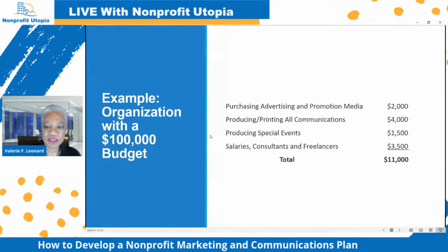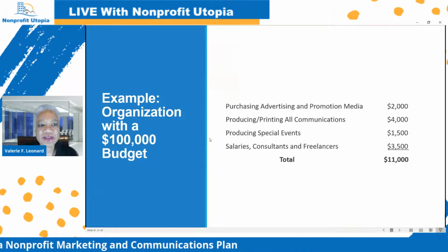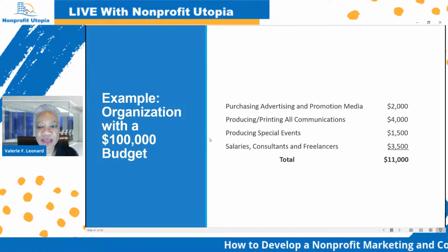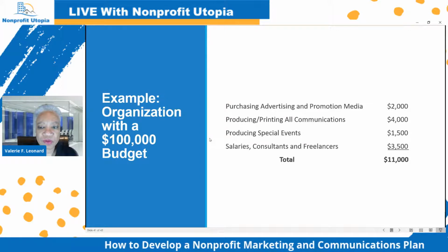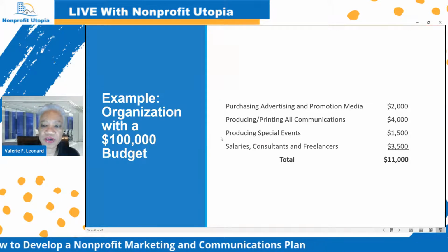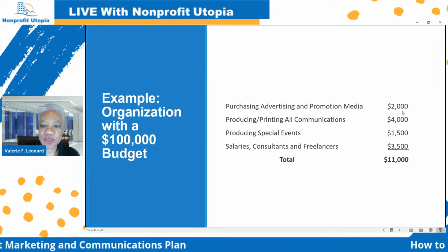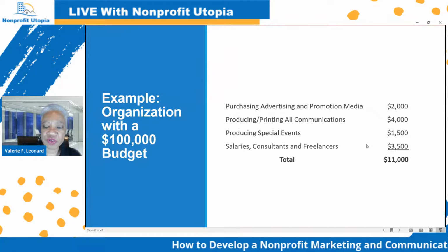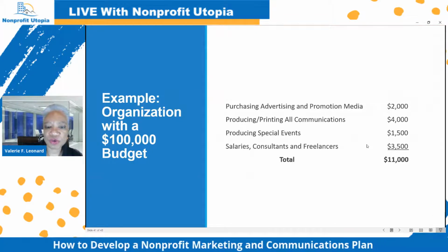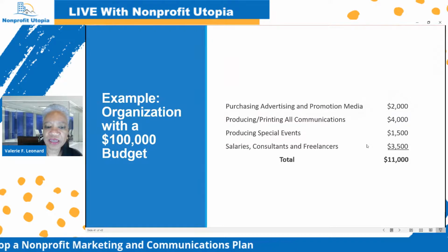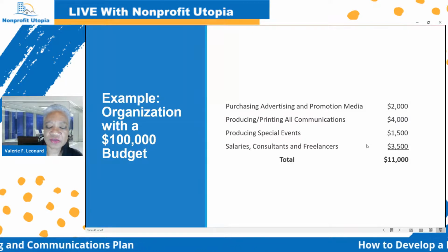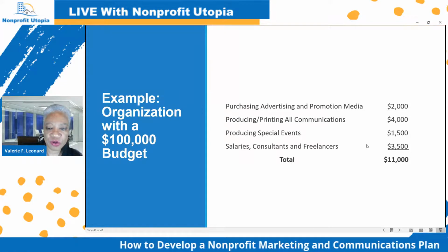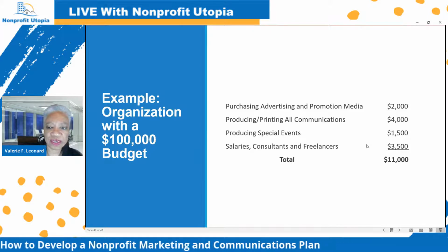All right. So here is an example. Here's an organization with a $100,000 budget. They have allocated 2% of, I'm sorry, they have allocated $2,000 for media, and then they have used almost 40% for printing, and then 1,500 for special events, and then salaries 3,500 for a total of 11,000 or 11%.